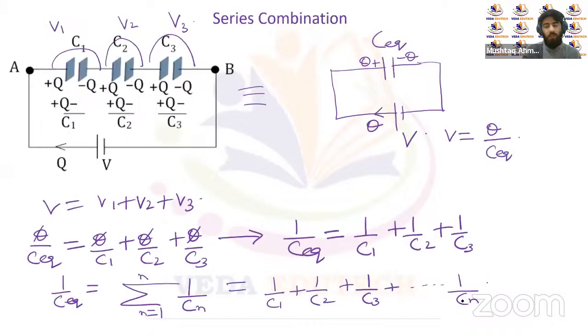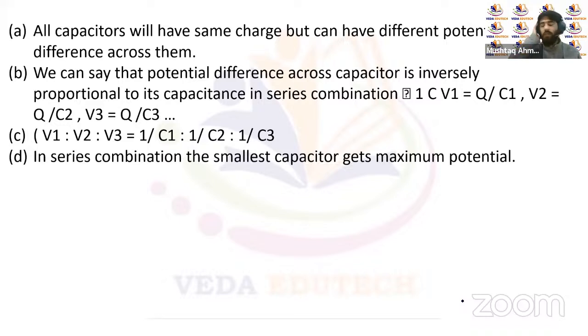So let's discuss some of the features of capacitors in series. The first important feature is that all capacitors will have the same charge, but they can have different potential differences across them. It's not necessary that the potential difference will be different. If we have three identical capacitors in series, the charge will be the same and the potential difference across them will also be the same. But in general, all capacitors will have the same charge but can have different potential differences across them.